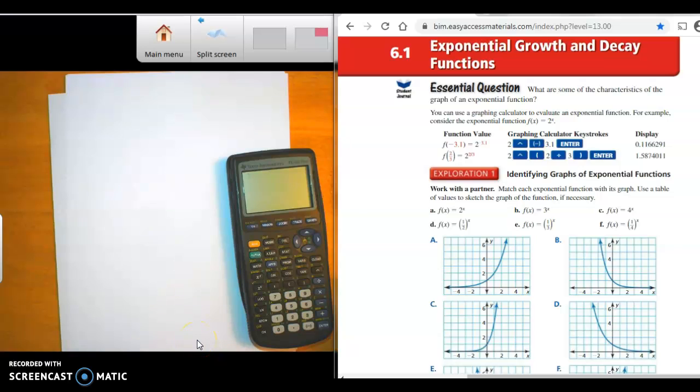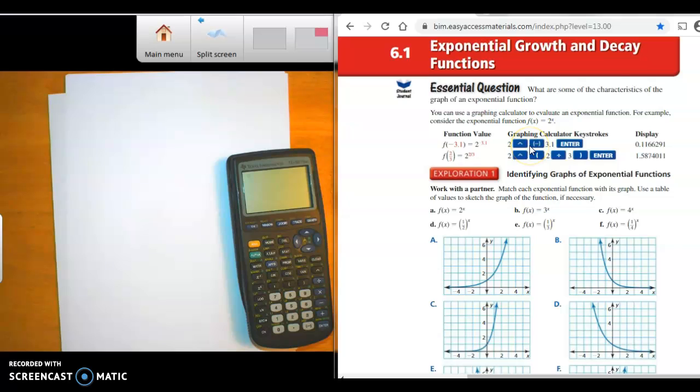Okay, today we're going to cover 6.1, exponential growth and decay functions. Consider the exponential function f of x equals 2 to the x. So, for example, you have a function value f of negative 3.1 equals 2 to the negative 3.1.